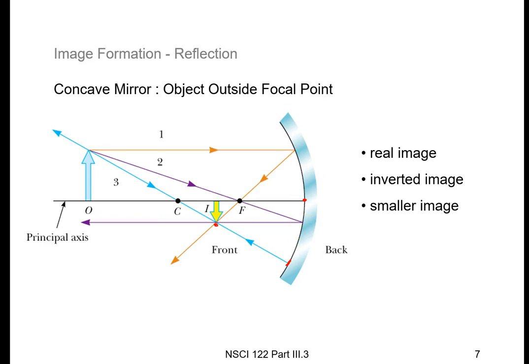Now, it's going to be hard for me to do this. I'll do my best. But I would draw a straight line like that. That would be the other ray that I draw. I wouldn't draw the purple and the blue one.